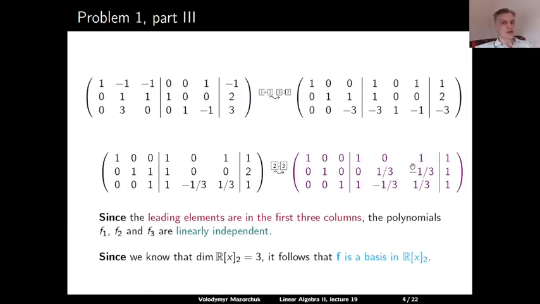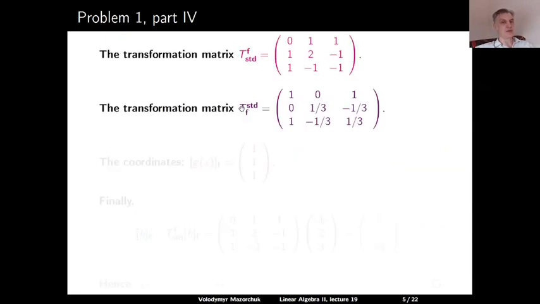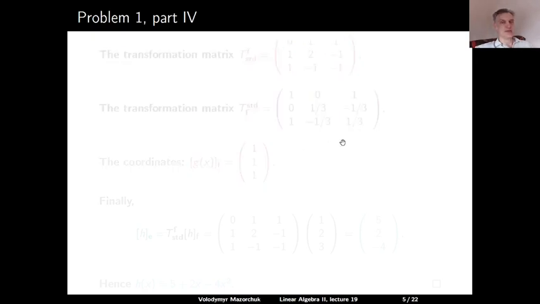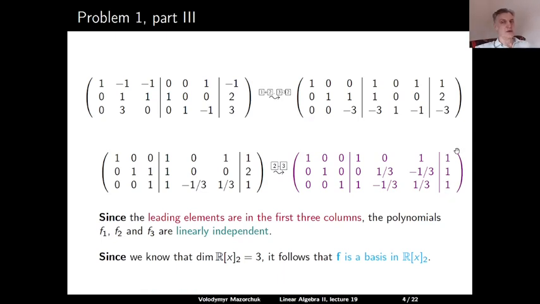So this is the part which is here in the middle, because we took our matrix and the identity and reduced, using Gauss elimination, our matrix to the identity matrix. What is now here at the place of the original identity matrix is the inverse of our original matrix. Therefore, the transformation matrix from f to the standard basis is the matrix 1, 0, 1, 0, 1 third, minus 1 third, 1, minus 1 third, 1 third. And the coordinates of the vector g in the basis f are 1, 1, 1. So this is exactly the last column in our computation.